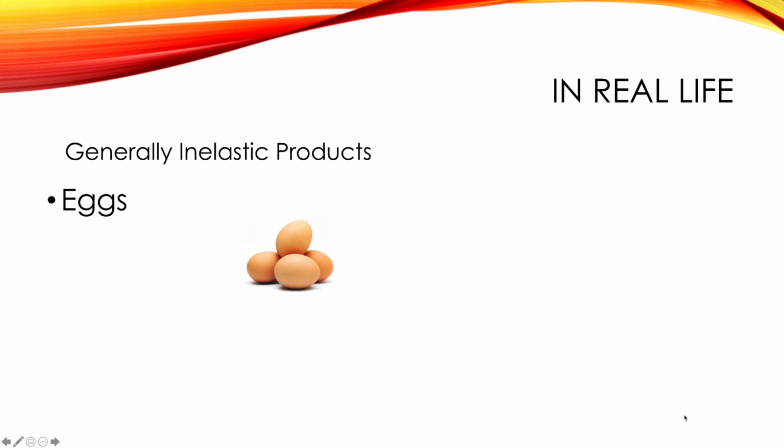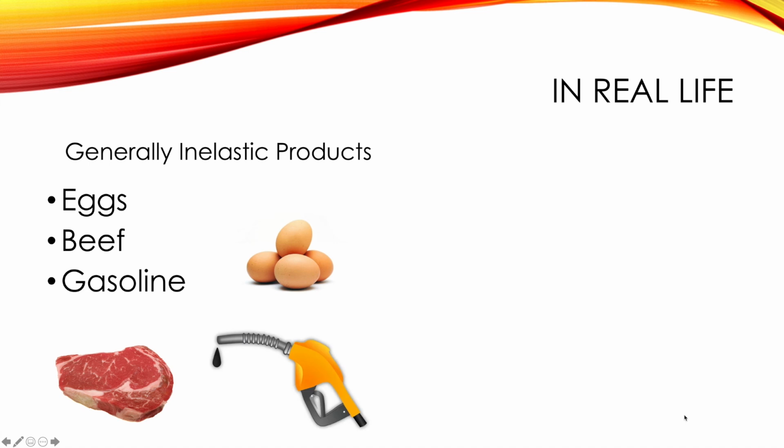Now, in the real world, it's good to talk about some of these things not from a theoretical standpoint, but based on data that we have. Things that have been found to be generally inelastic products are things like eggs. This is a household staple. Most households regularly buy eggs. They're used to it. They're price insensitive. They're not basing their decision to buy or not buy eggs on the price. Generally inelastic. Beef, there's another one. Gasoline, as we talked about. These things all have an elasticity of less than 1.